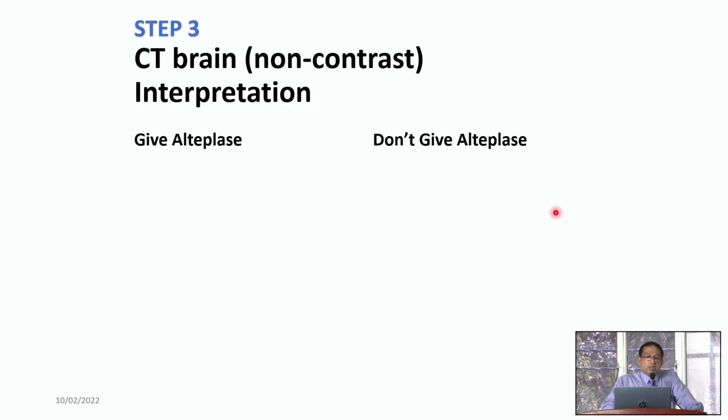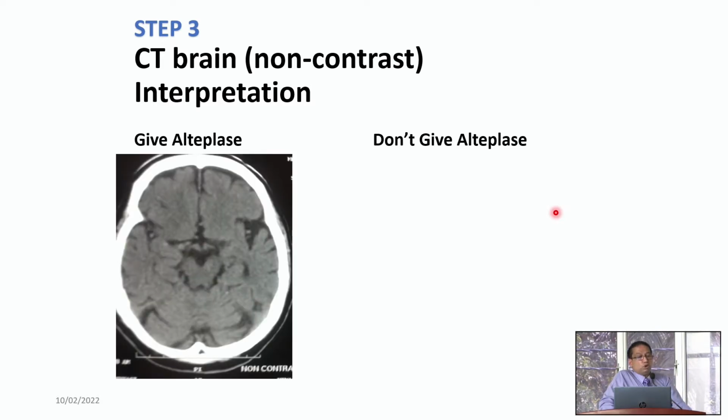So CT brain interpretation is the most important thing. We may not always get radiology help, but most of the time the consultant physician should be able to give the nod whether to treat or not. So the most important thing is for us to see a normal CT scan. If you see a normal CT scan, that's the best state to treat these patients.